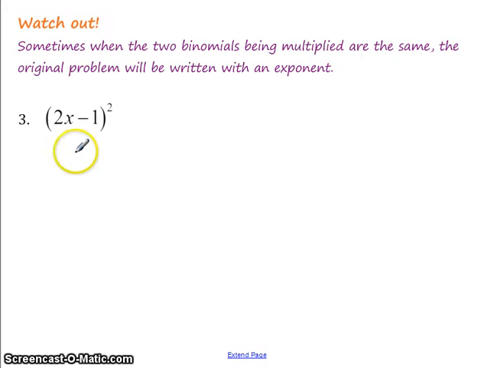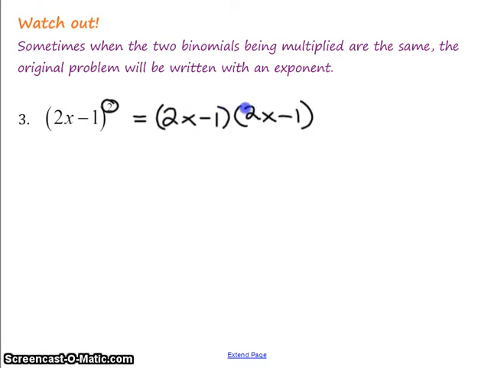In this example, I've written (2x minus 1) squared. So this is something you want to watch out for. Sometimes when the two binomials being multiplied are the same, you'll write the original problem with an exponent. Because what you want to remember is that (2x minus 1) squared means there's two of them. So that's really the same thing as 2x minus 1 times another 2x minus 1. So the first thing you want to do is rewrite this without the exponent. Once you do that, it's business as usual.